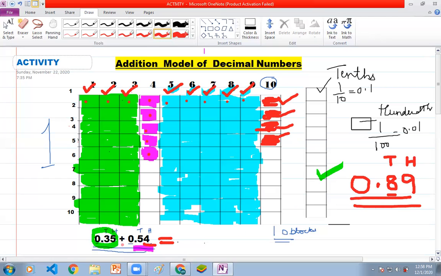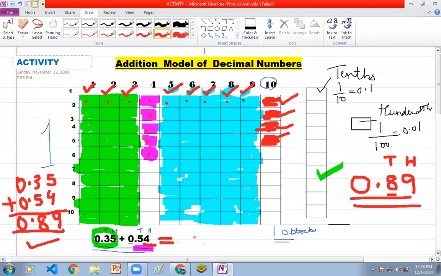Now let's calculate over here. So if you are representing 0.35 and 0.54, you know how to add the decimals without graph paper also, with the help of pen and pencil. So let's add: 5 plus 4 is 9 and 3 plus 5 is 8, and put the decimal point, and 0 plus 0 is 0. So we are getting the same result as we are getting on the graph paper. So your answer will be 0.89, right? So you have to write the answer 0.89.